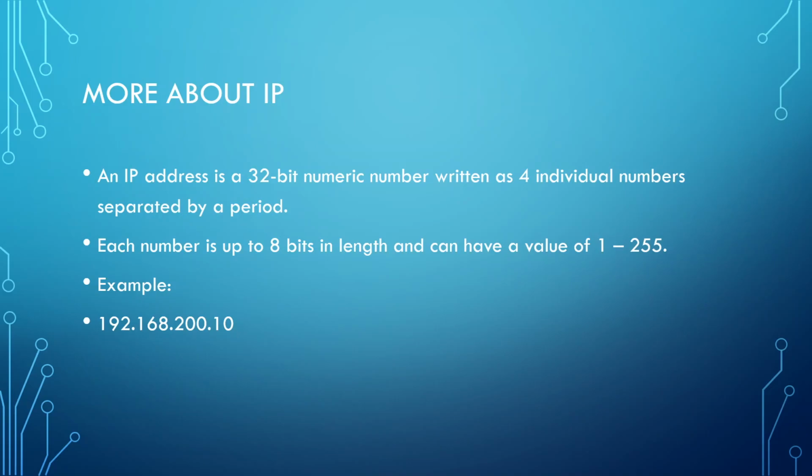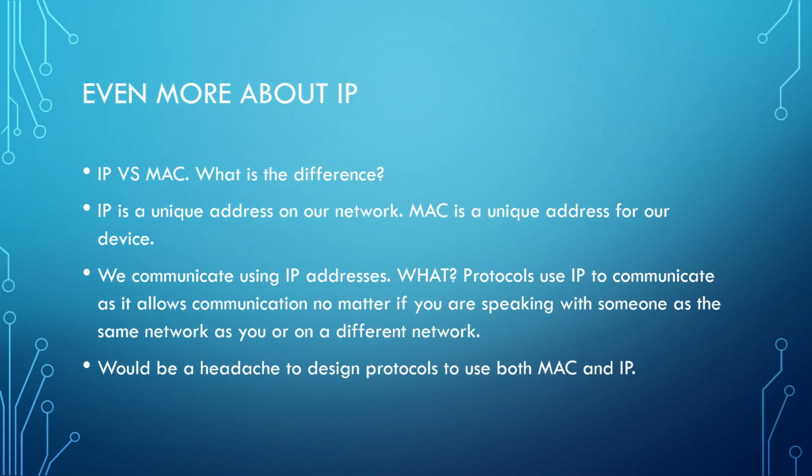This is just an example. I just picked these numbers at random. It cannot have a value outside of 255. As an example, you'll never see an IP address such as 256. It just isn't possible. 256.1.1.1 is not a valid IP address because the first octet, or the first part of the IP address, is not within the 1 through 255 range.